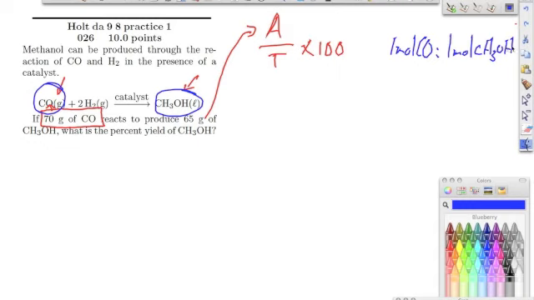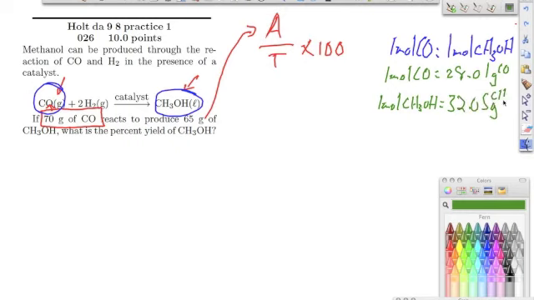The next thing we need in a gram to gram conversion is the molar masses. In carbon monoxide we have 1 carbon and 1 oxygen. We add those together and we get 1 mole of carbon monoxide equals 28.01 grams of carbon monoxide. We do the same thing for methanol. 1 mole of methanol, which is CH3OH, has 1 carbon, 4 hydrogens, and 1 oxygen. We add all those together and we get 32.05 grams of methanol.